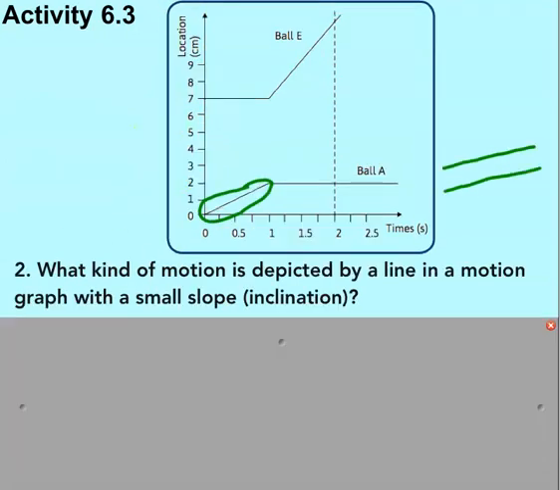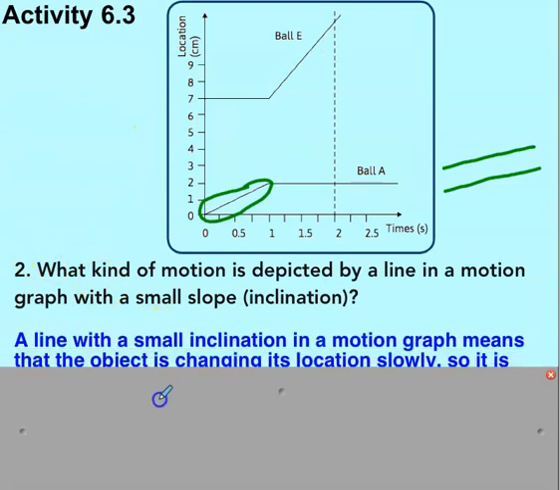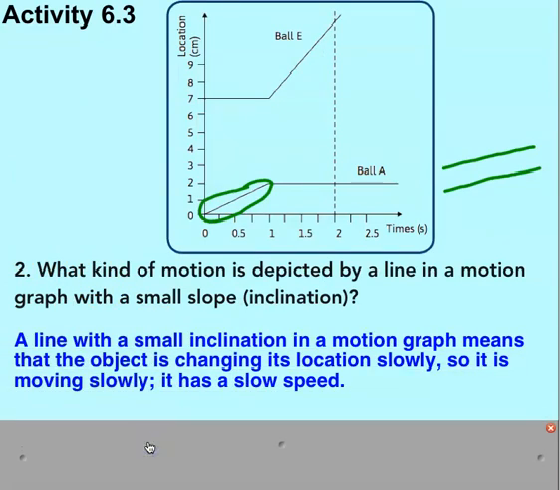Well, how about the next one? What about a small slope? Well, a small slope or a small inclination in a motion graph means that it's moving slowly, that it's not going very fast. And if we remember when we did this experiment in this lab, I asked you not to take ball A and slam it into the back of the magnets. I told you just tap it a little bit and the magnet will pull it in.